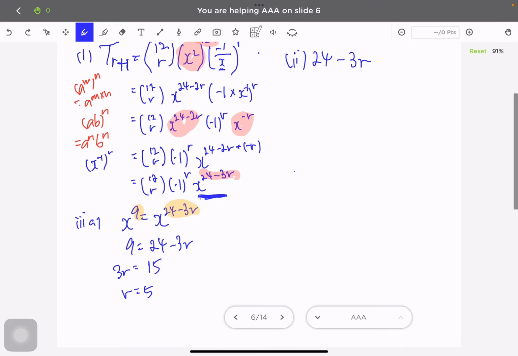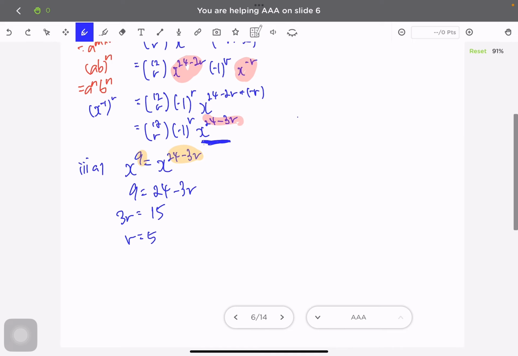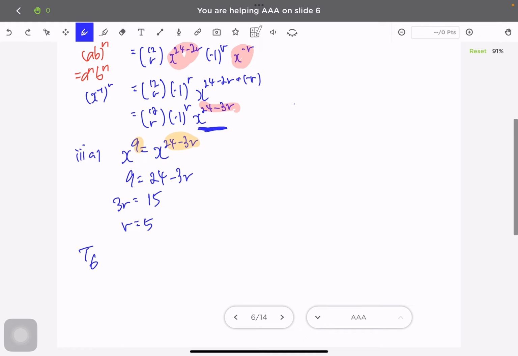So I know that r equals to 5, at the top part, is going to be term number 6. Based on the general formula now, 12 choose 5, minus 1 to the power of 5. So x will end up with power of 9 because I'm asked to find the x to the power of 9 here, right? So pressing the calculator, you will get 792 x to the power of 9. This is for part 3a.